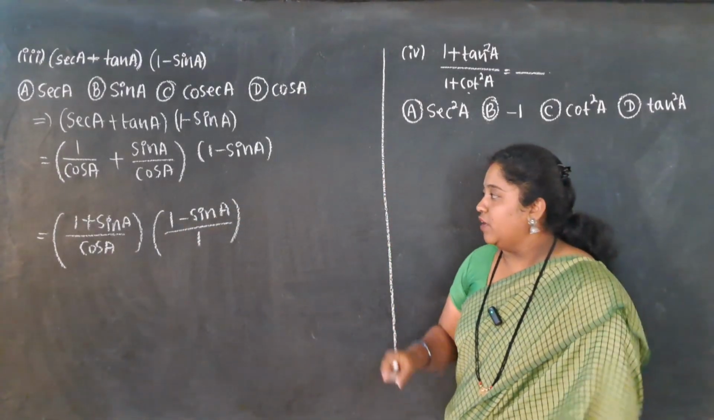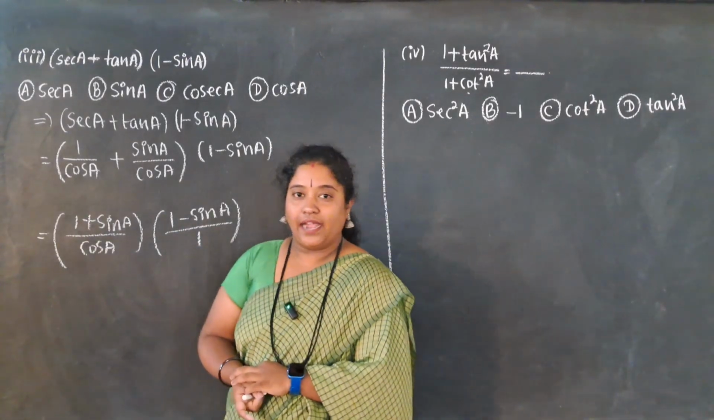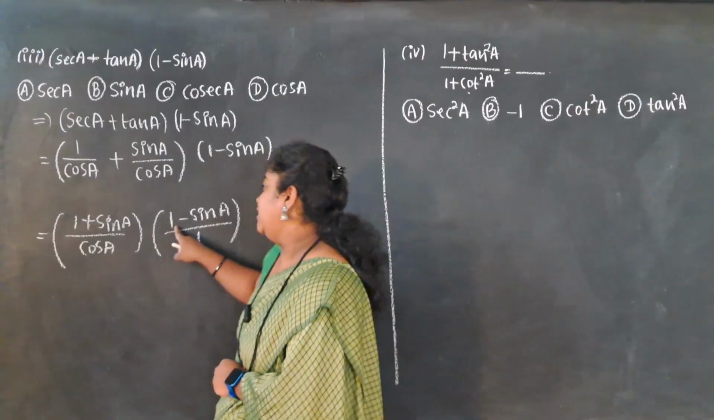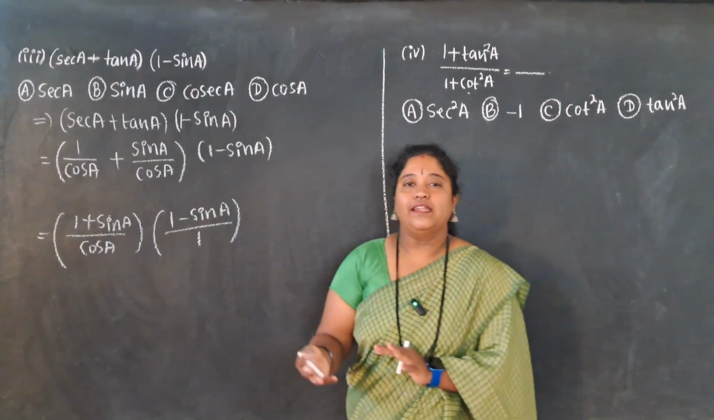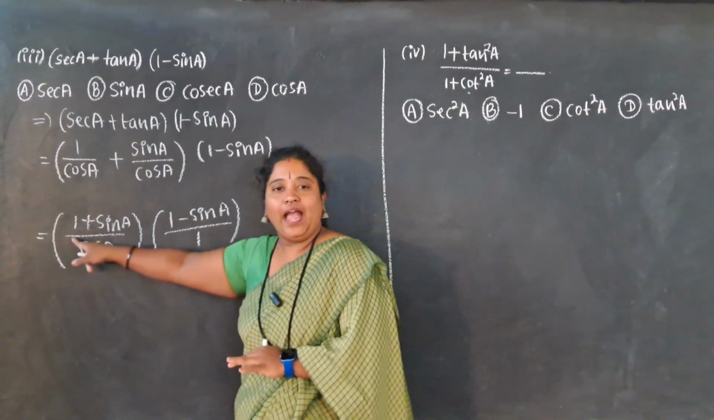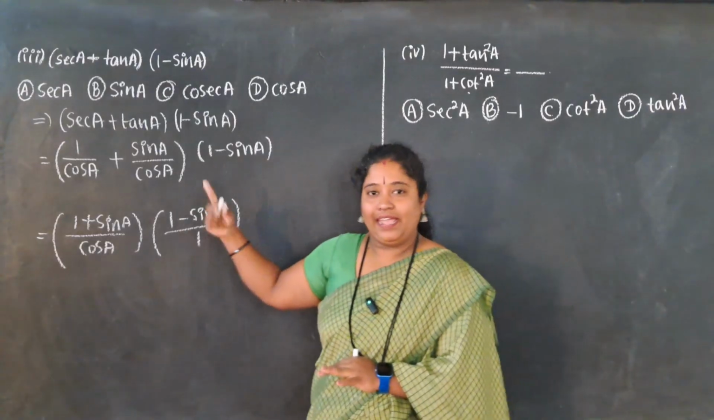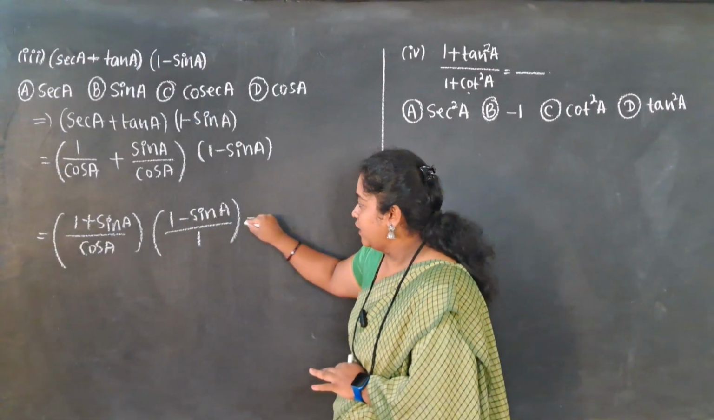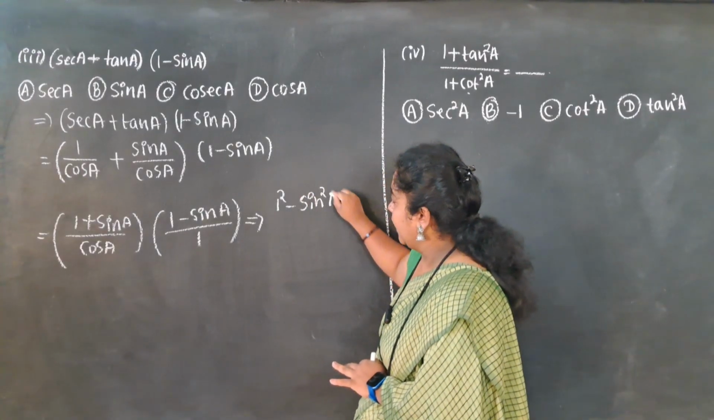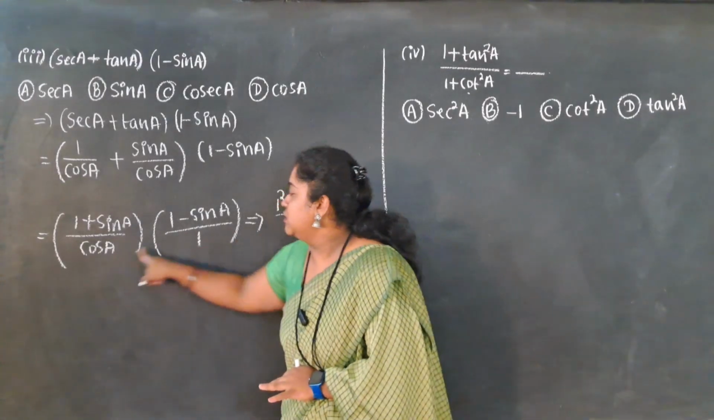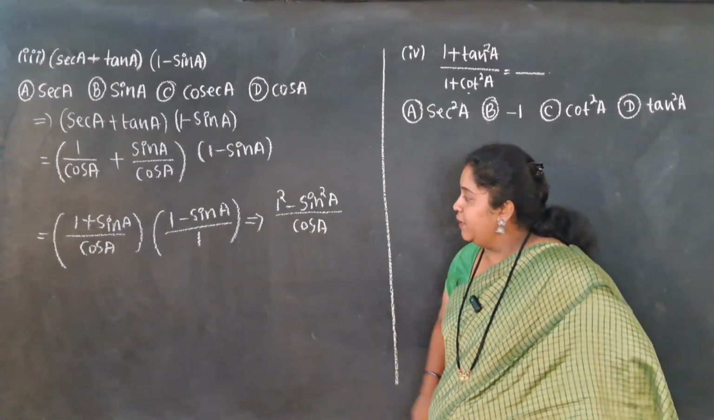Yes or no? Now dear, when you look at the question, what can you identify here? Again you can use an algebraic identity here: A plus B into A minus B is nothing but A square minus B square. In place of A I have 1, in place of B I have sine. So what I'll be having here, dear? 1 square minus sine square A divided by cos A into 1, which will be cos A.